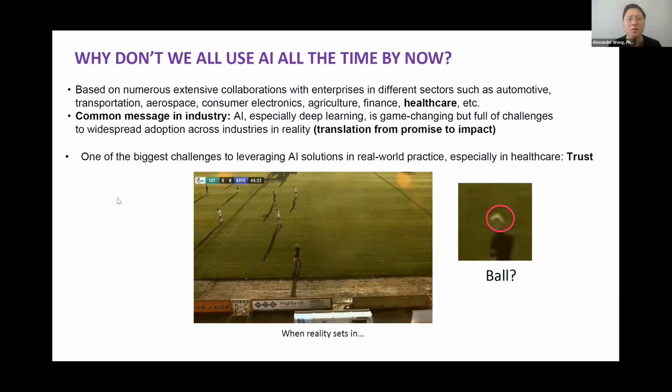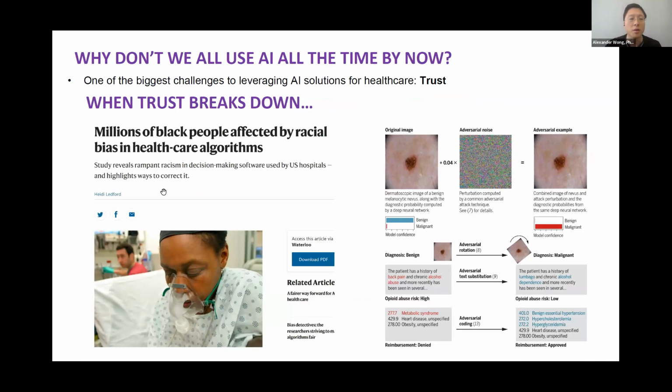And so these are perfect examples of where, when AI is released into the wild without additional checks and balances, things can go quite wrong. And that's where reality really sets in. And the bigger issue when applied to healthcare is that when trust breaks down, it can have very, very negative socioeconomic impact.